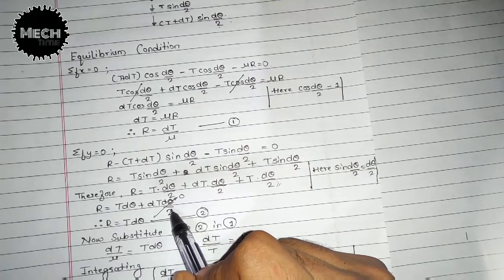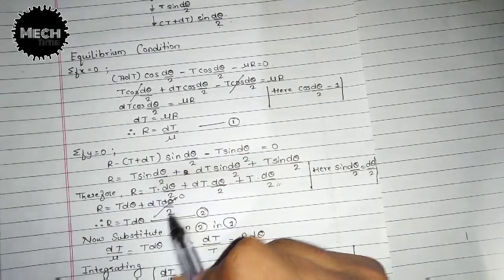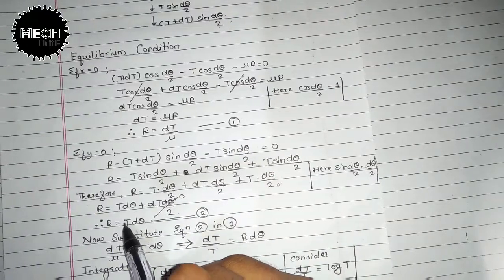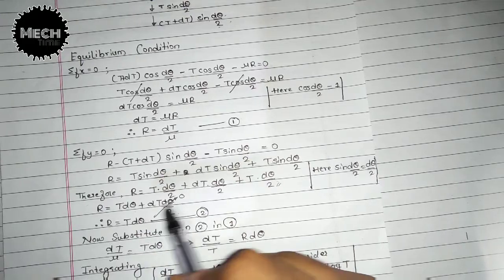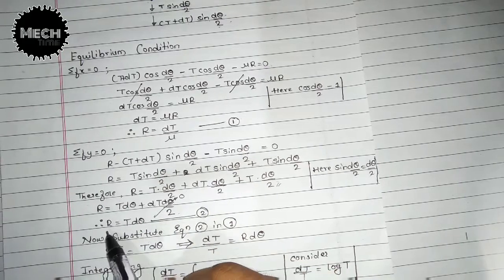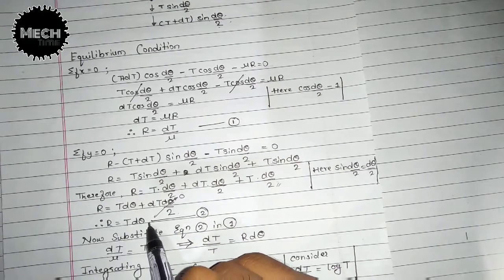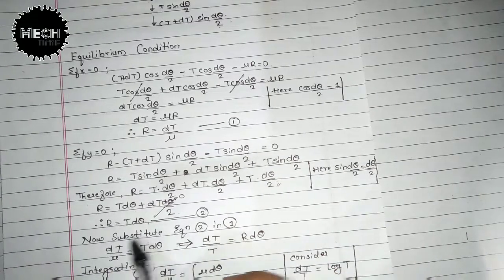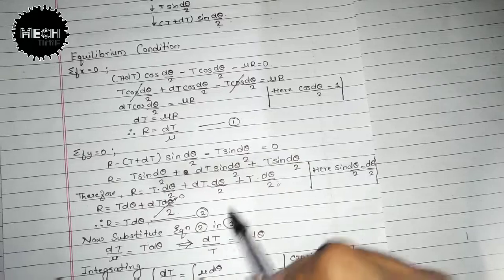Now we do not take any value for this, we just neglect it, so it will be equal to 0. Now R is equal to T d theta. If you neglect this, you remain with R is equal to T d theta. I'll take this as equation number 2. Now you have to substitute equation 2 in 1.